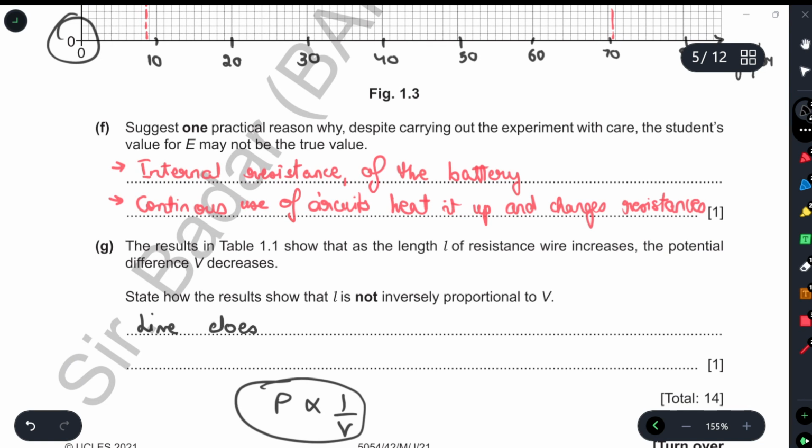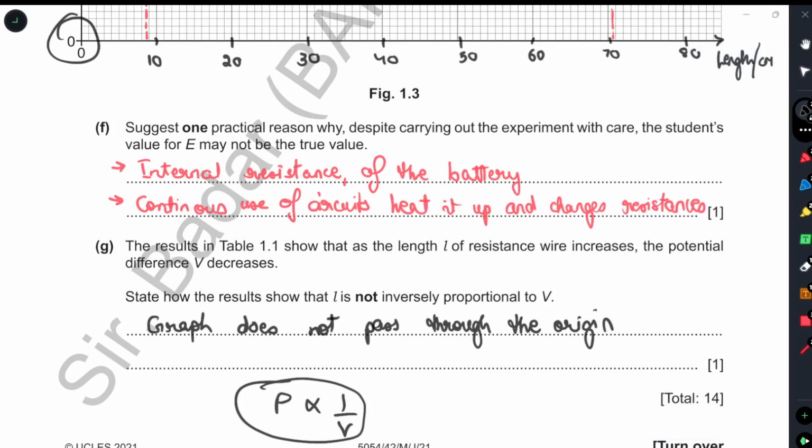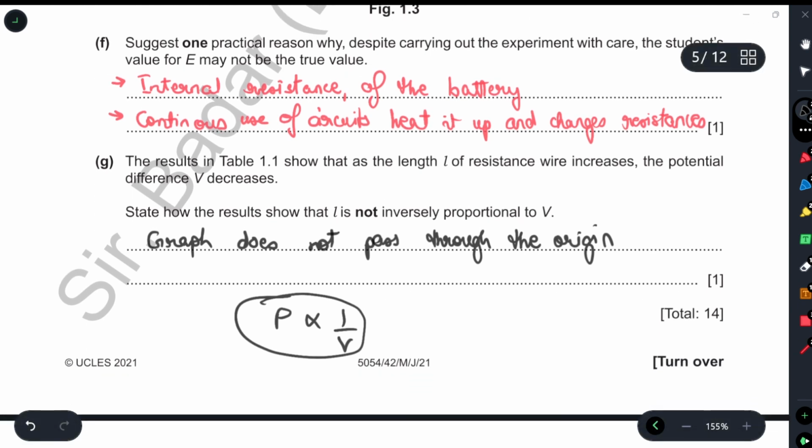So the graph does not pass through the origin. Okay, so your graph is not passing through the origin, and hence these right here are not inversely proportional. The graph of reciprocals for inversely proportional quantities is directly proportional. So that's something that you need to keep and remember.